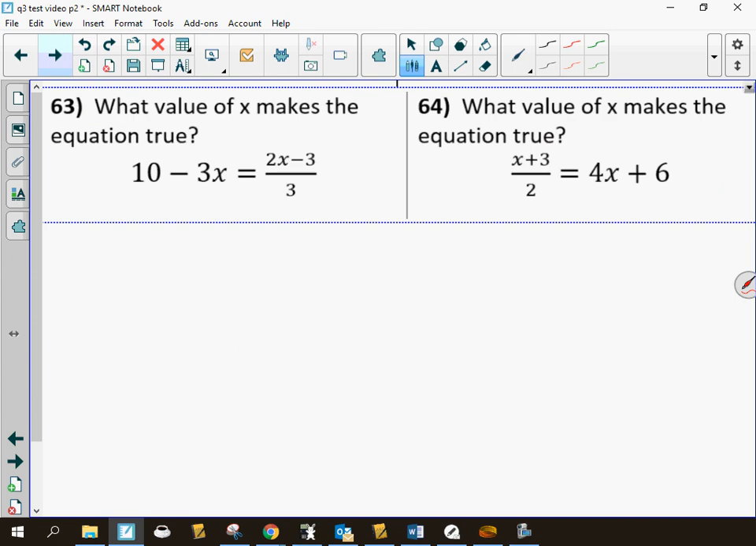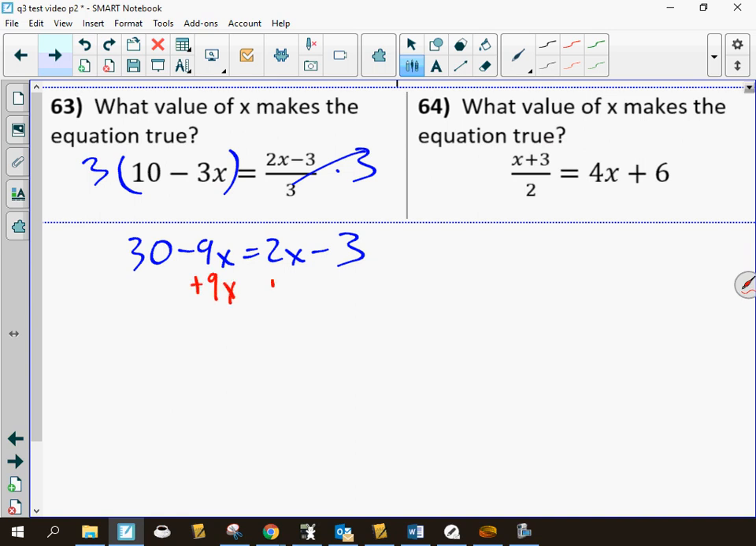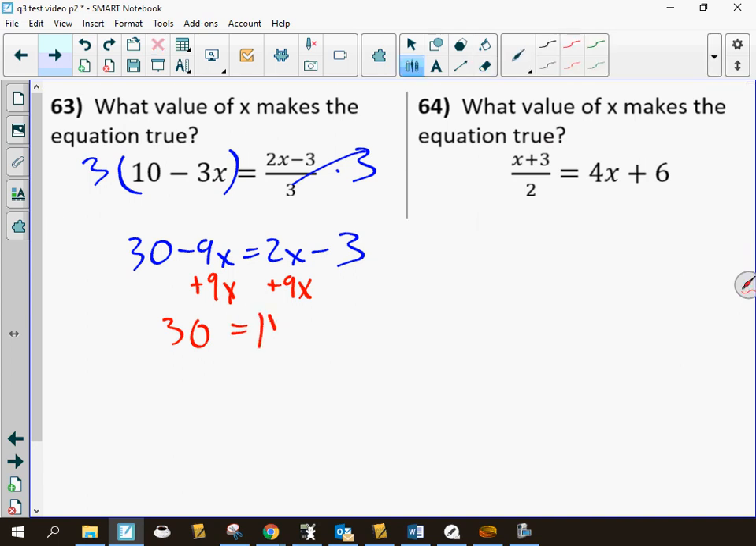All right, so 63, what value of x makes this equation true? So what they're asking you to do is to solve. I want to get rid of this 3 on the bottom, so I'll multiply both sides by 3. And I'll get 30 minus 9x equals 2x minus 3. I like positive coefficients, so I'll add 9x to both sides, and I'll get 30 equals 11x minus 3. Then I'll add 3 to both sides, and I'll get 33 equals 11x. And I'll divide both sides by 11, and I'll get x equals 3.